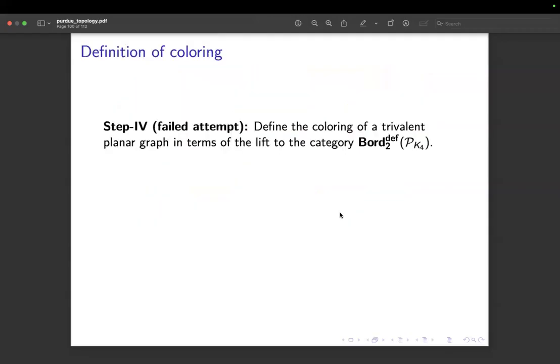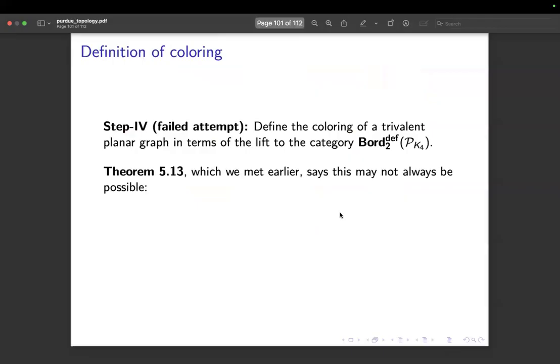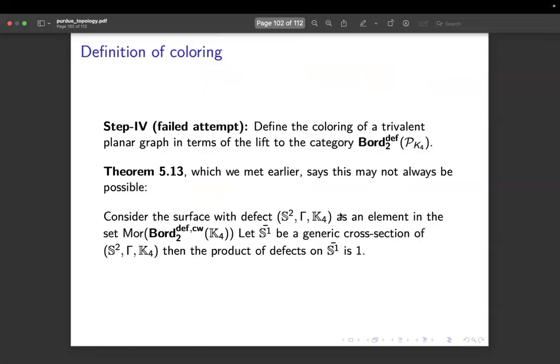And here is the failed attempt. So now define the coloring of a trivalent planar graph in terms of a lift to the category Bord to Diff. And theorem 5.13, which we met earlier, says this may not always be possible. So recall this theorem, which says that anytime you have a graph sitting in a plane, and you take a generic cross section, the product is 1. And that says that anytime you have a bridge, like a dumbbell graph, which I forgot to include in the picture, you can't 3H color it. So that's the obstruction that it gives. Is that the only obstruction? That will prove the four-color theorem.